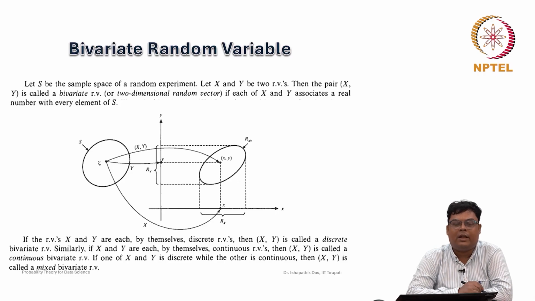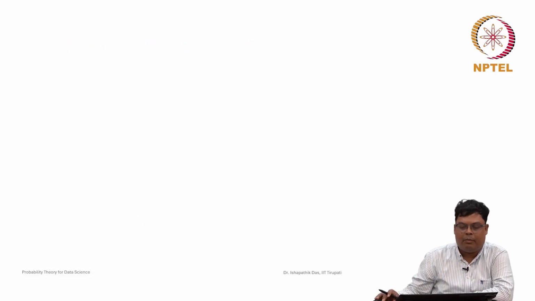So, we can define different random variables on the same sample space. Let us discuss one example. Let us consider the random experiment of tossing a coin 2 times.